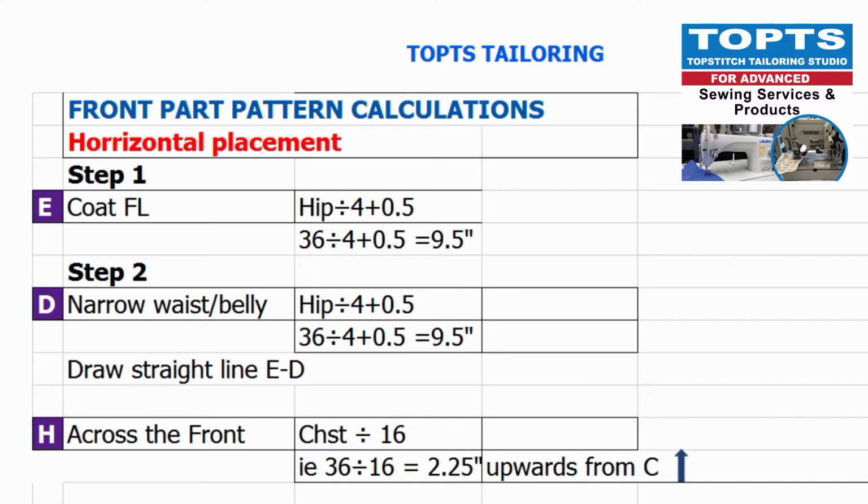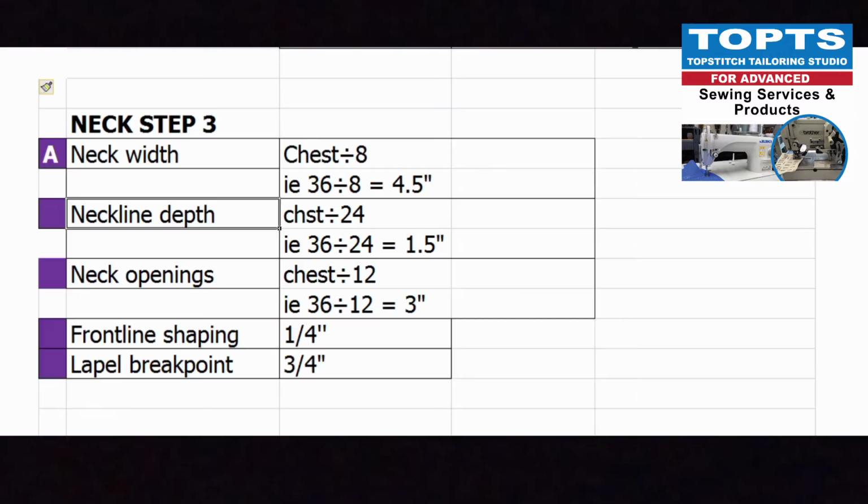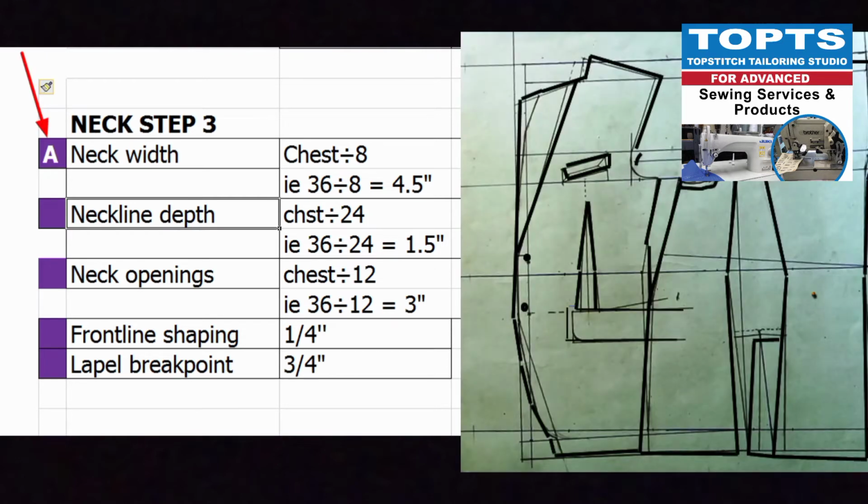Then after that, we are going to step number 3, that's the neck. You're going to go to line A. On this line A, you're going to measure the neck width from the center front, which should be chest measurements divided by 8. That is 36 divided by 8, giving us 4.5 inches from the center front.